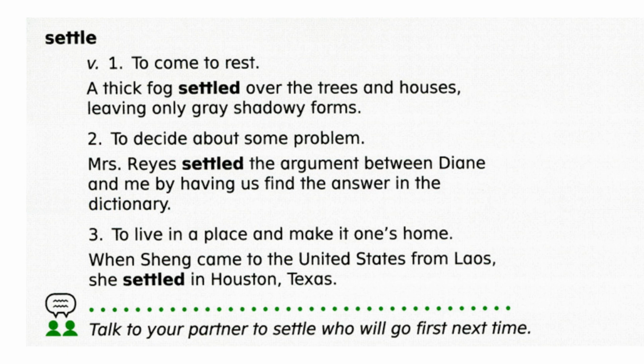Now let's review word meaning. Choose A or B. When you settle an argument between two people, you A, make them start arguing, or B, end the argument. If you said B, you are correct. When something is settled, it is decided or ended.